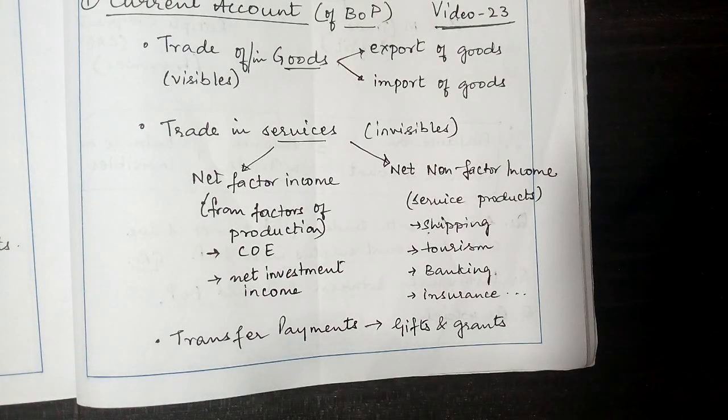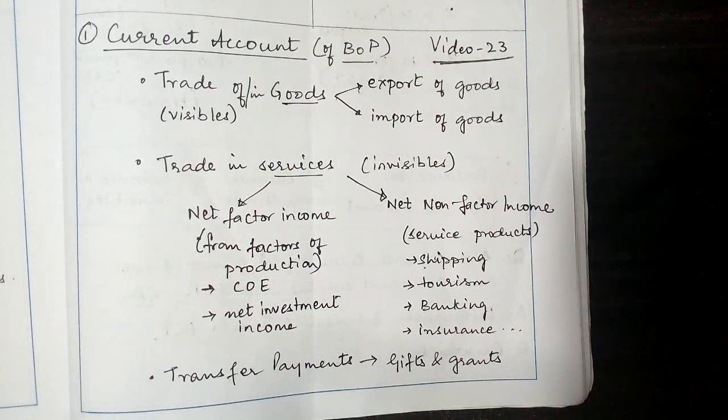In this video number 23, we are going to learn about the current account of balance of payments. In video number 22, we learned what balance of payments was. It was the statement of accounts of a country's inflows and outflows of foreign exchange during a financial year or a fiscal year, and that it has two accounts. The balance of payments maintains two accounts, one current account and the other capital account.